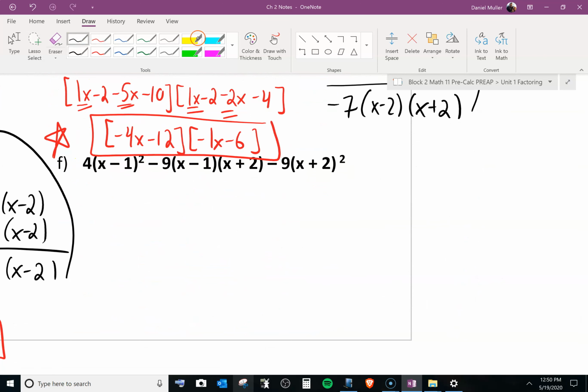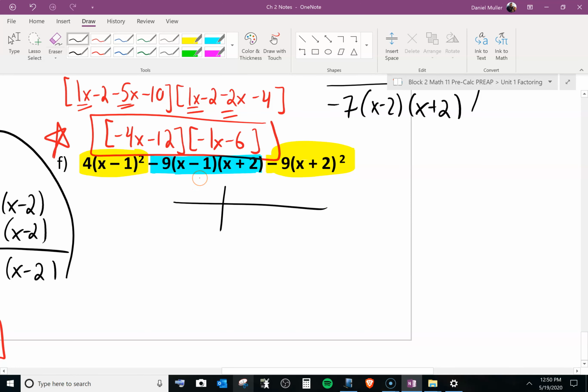Okay, let's do the next one. I'm going to just highlight this. That is the left, and that is the right, and the middle is right there. Okay, so the left, oh, I noticed this is a 4 and this is a 9. I don't know if that's helpful to do 2 and 2 and 3 and 3. We'll see. And I need this to be an x minus 1 and an x minus 1. And this needs to be an x plus 2 and an x plus 2.